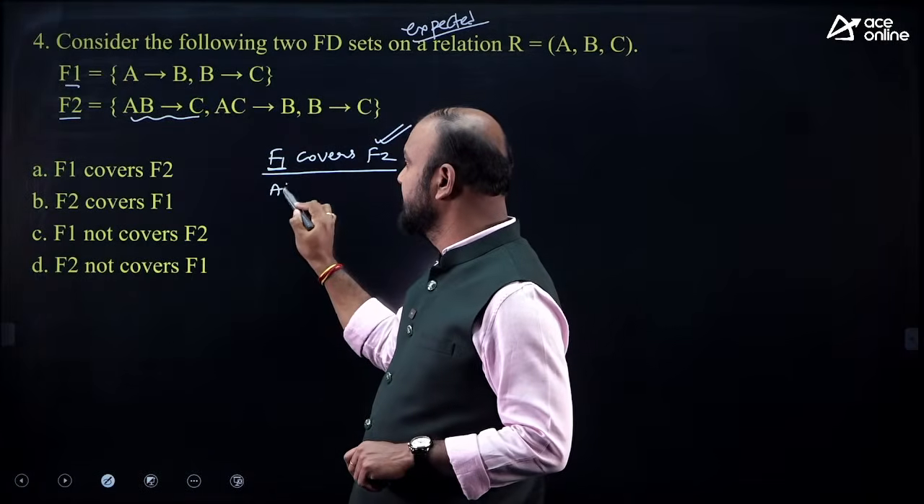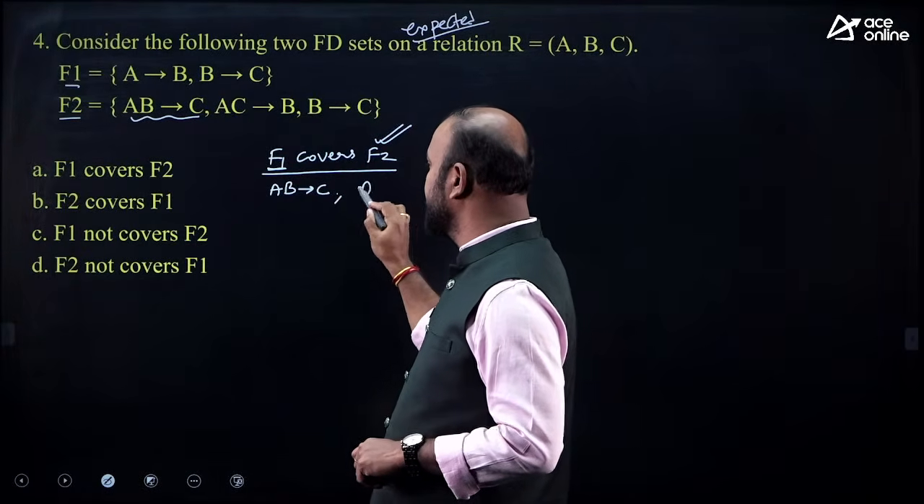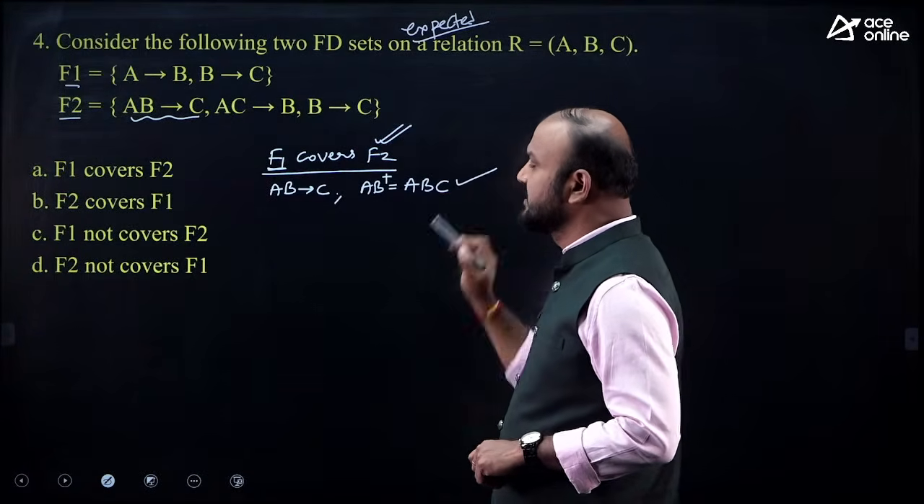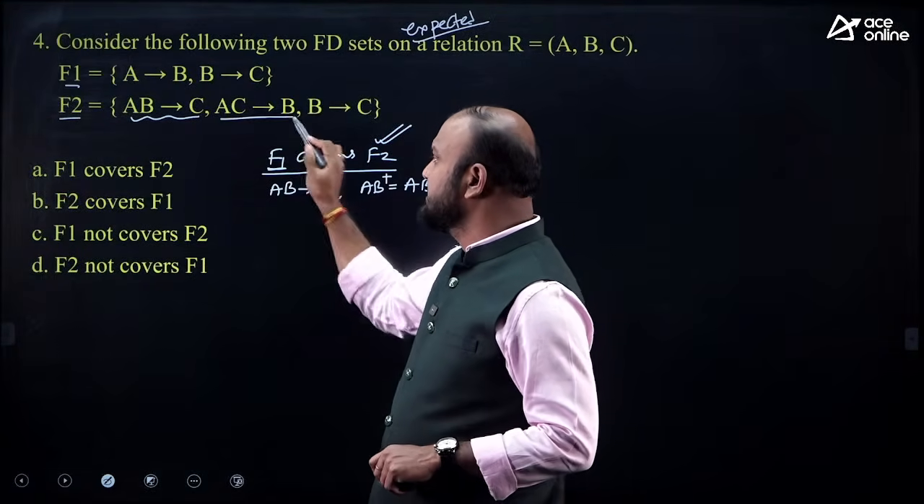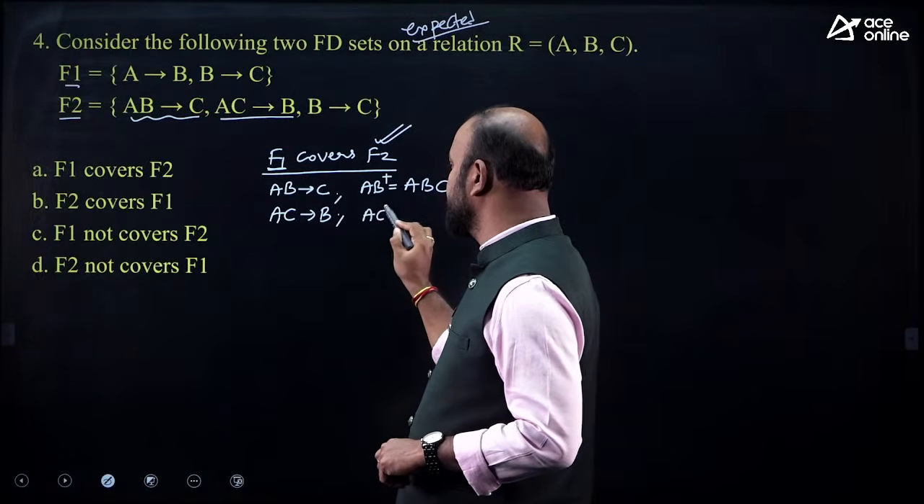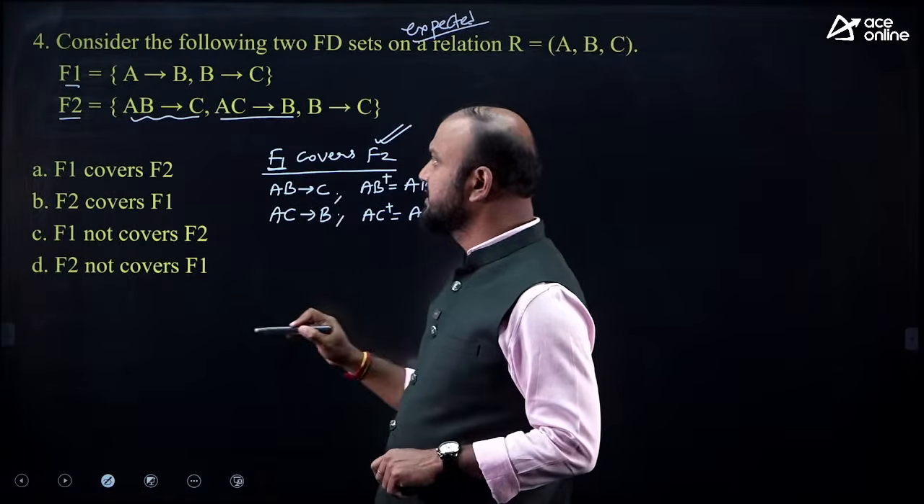Now, for AB to C, we have to check F2 with F1. What we do? We have to do the AB closure, that is ABC, possible. Similarly, for AC to B, what we have to do? We have to check the AC closure, AC with AB possible, so AC to B is possible.